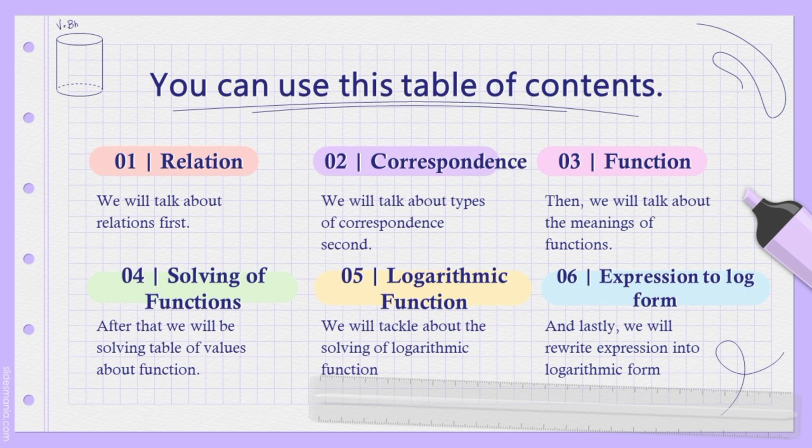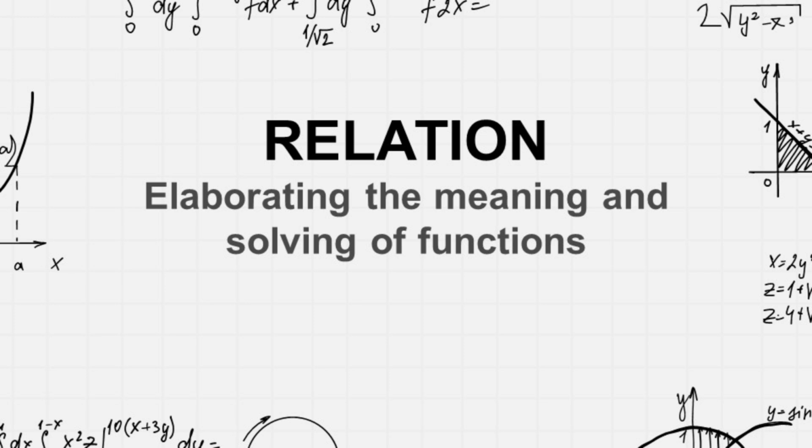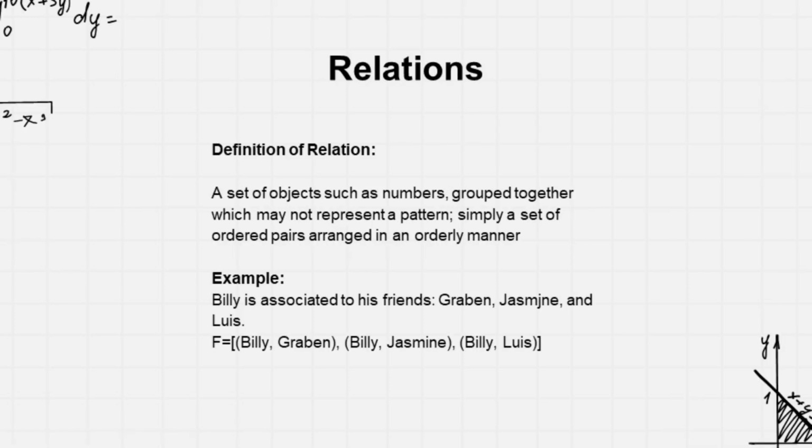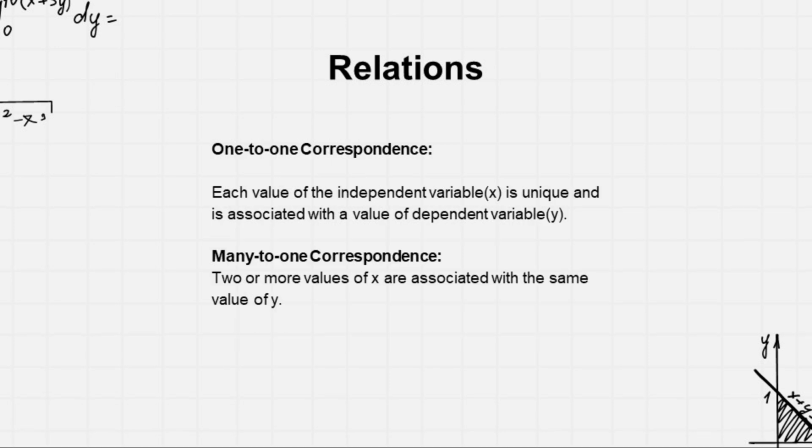So now, let's start with the first topic, the relation. What is a relation? A relation is a set of objects such as numbers grouped together which may or may not represent a pattern, simply a set of pairs arranged in an orderly manner. There are a few types of correspondence in relation.